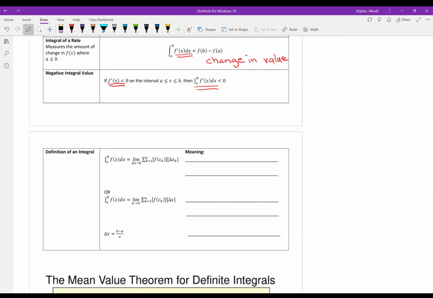Now for these last 3, I want you to write in your own words, so I should see this in your OneNote, in your own words, what is the meaning of this? This is the definition of an integral. Describe it to me. How is this definition different? Describe it to me. And then describe how this definition is used.